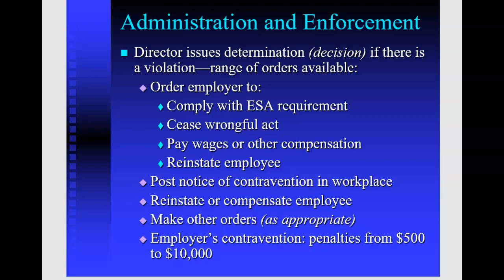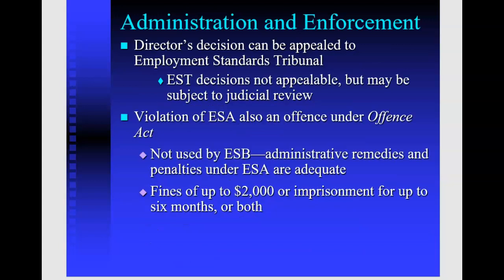The director also has the power to post a notice of the contravention in the workplace, make other orders as they find appropriate, and penalties for wrongful acts of employers range from $500 to $10,000. So it depends on how serious the contravention was. The decision of the director can be appealed to the Employment Standards Tribunal, and then the decision of the tribunal is not appealable. So the decision of the tribunal is final, but parties may submit the tribunal's decision to what is called judicial review.